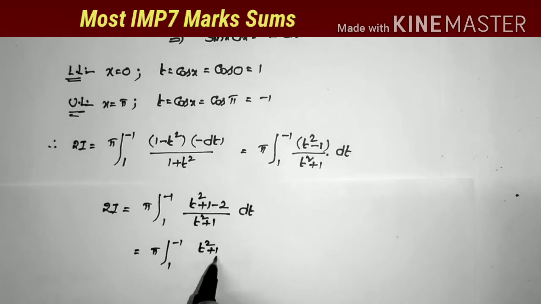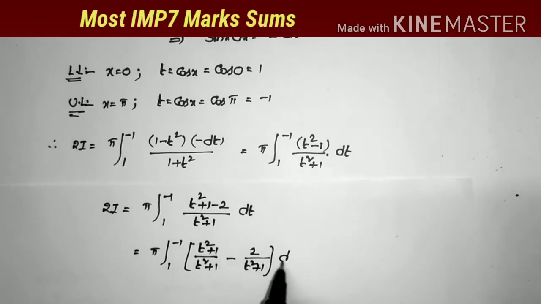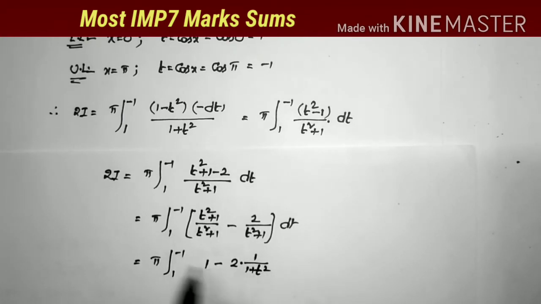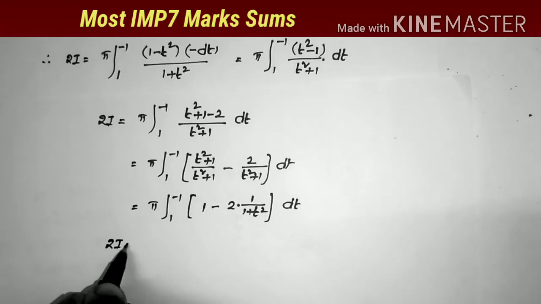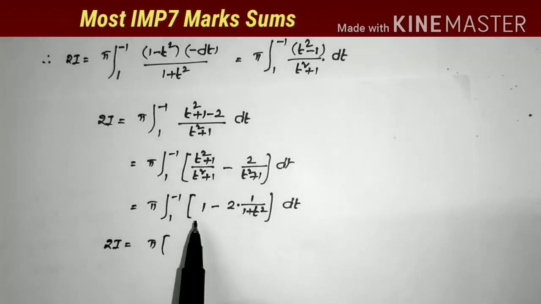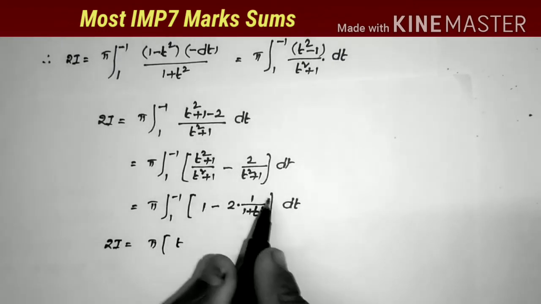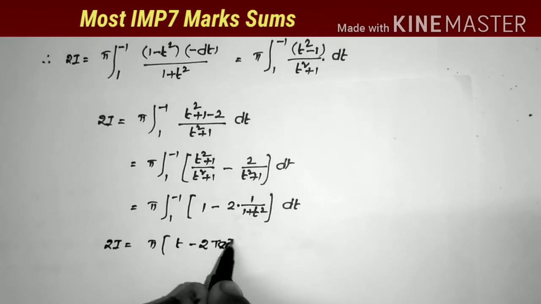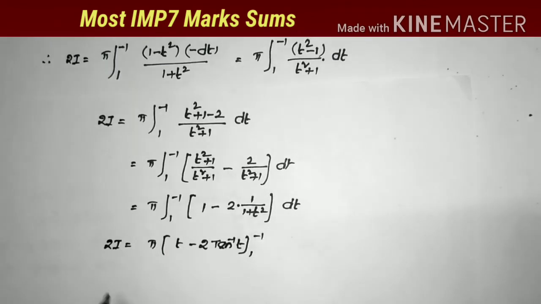And this is equal to pi into integral 1 to minus 1. Separating the denominator, t square plus 1 by t square plus 1 minus 2 by t square plus 1 into dt. And this is equal to pi into integral 1 to minus 1, 1 minus 2 into 1 by t square plus 1 into dt. Now taking the integration, 2I is equal to pi into, what is 1 integration? t. 1 dt is equal to t minus 2 into, what is 1 by 1 plus t square integration? Tan inverse t, where the limits are 1 to minus 1.